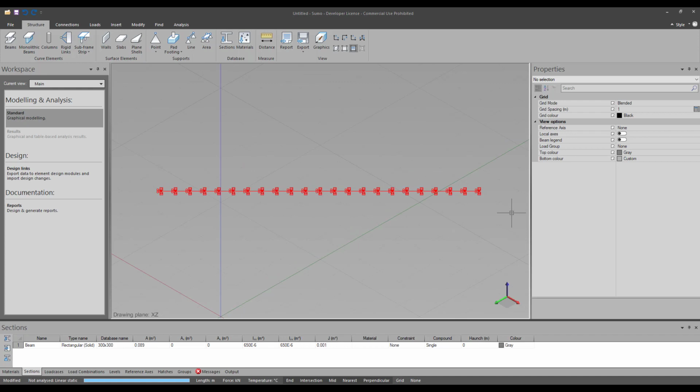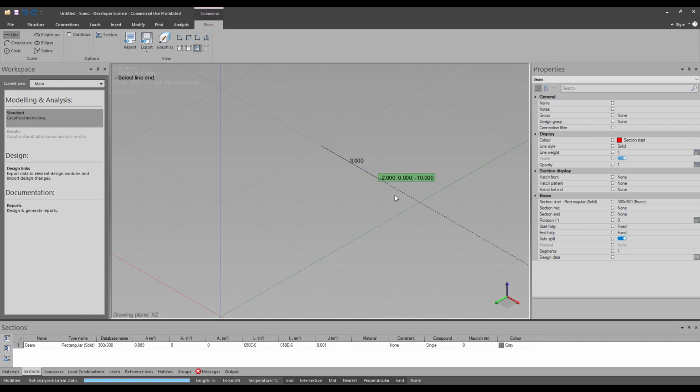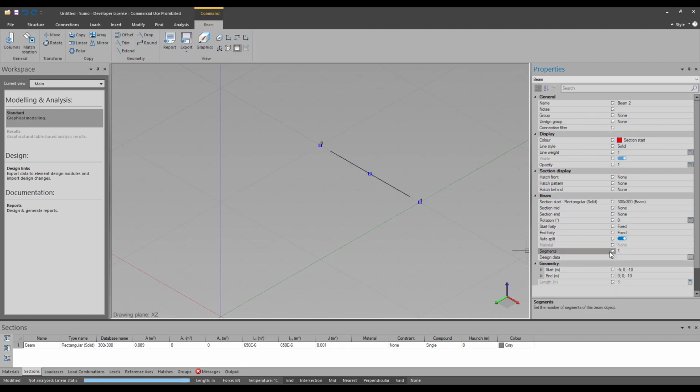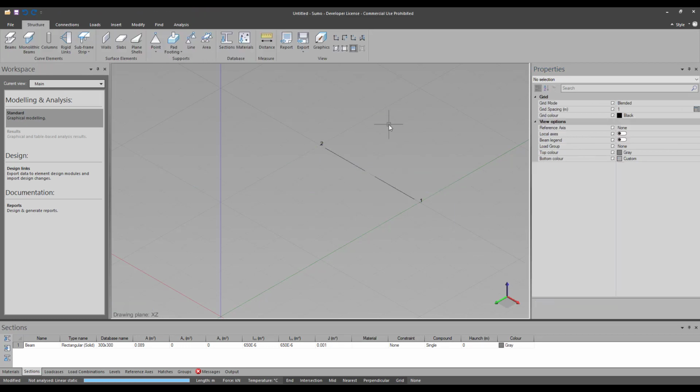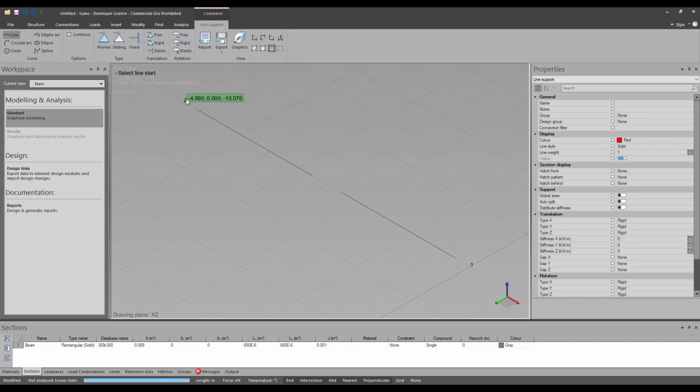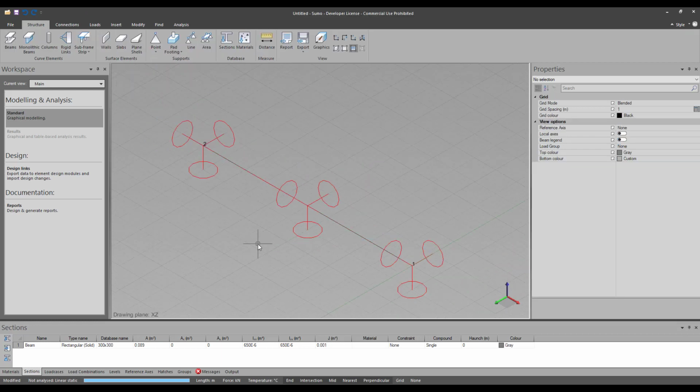For example, a simple beam split into two sections can be represented by three nodes connected by two beam elements. If a line support is added along the length of a beam, the line support will be discretized into three supports, one on each node.